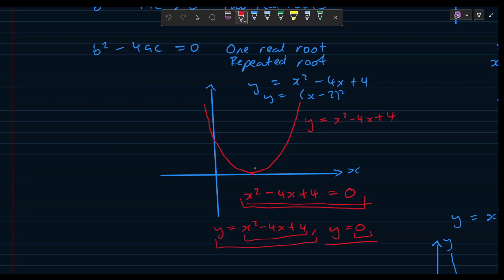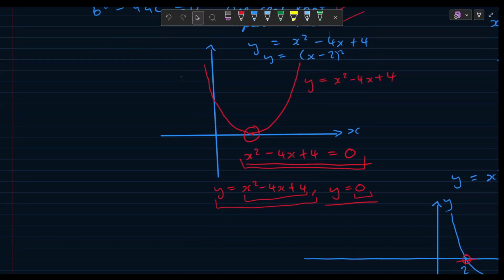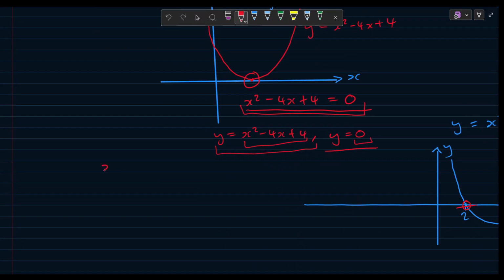And as you can see here, we only have one point of intersection, which is what we call our one real root, or sometimes referred to as a repeated root. So for example, if we were to factorize our equation, we've got x squared minus 4x plus 4 is equal to 0. If you factorize this, you find that you get x minus 2 times x minus 2 is equal to 0. And so both brackets give us x equals 2, x equals 2. And this is why they call it a repeated root, because you can see here it's being repeated.